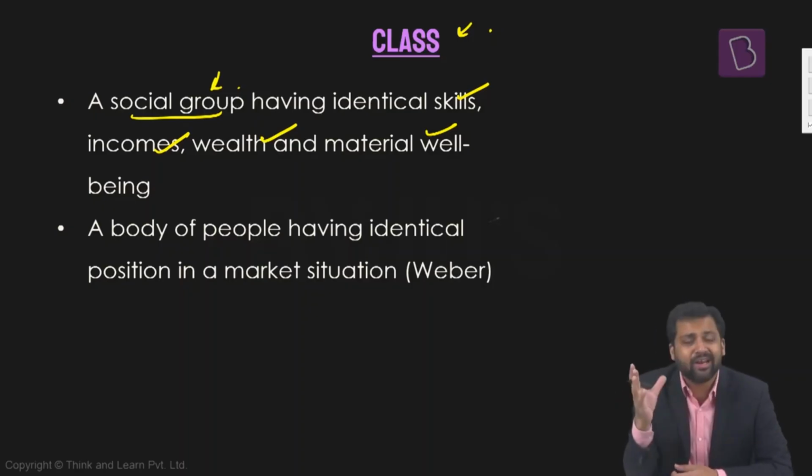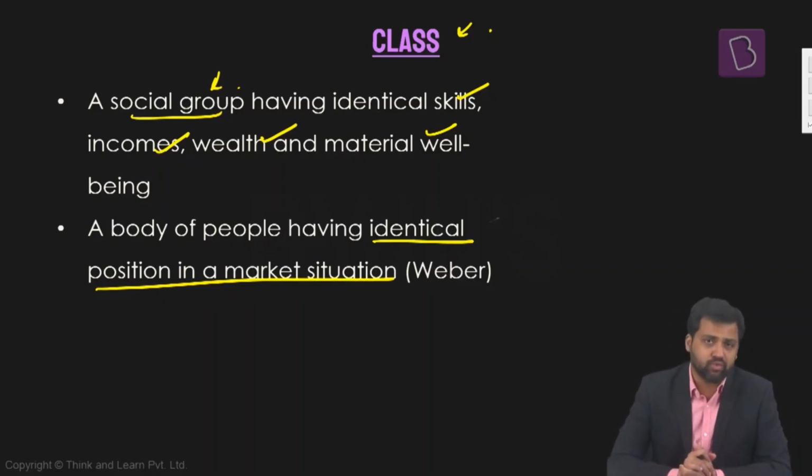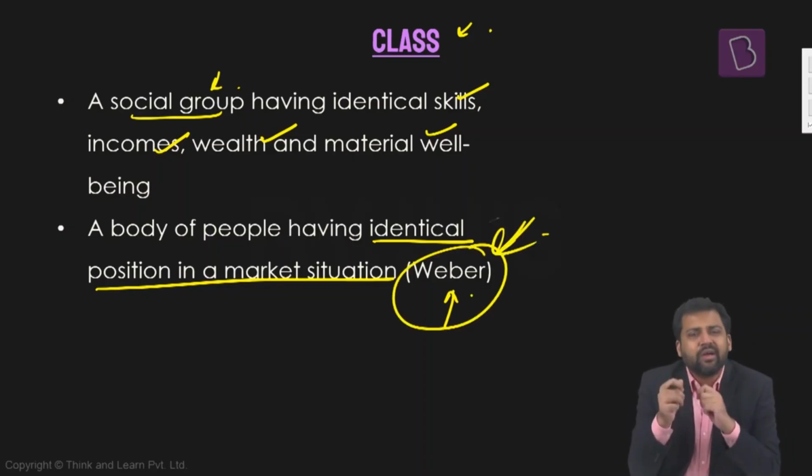Then there are some technical definitions also. There are multiple technical definitions. I don't want to go into that. But one of the most commonly accepted technical definitions is a group of people having identical position in the market situation. This is given by Max Weber. So those who are going to study sociology, public administration, in fact anthropology also, are going to refer to Weber at various points of time. So what Weber is saying is, it includes all those people who have similar position in the market situation.